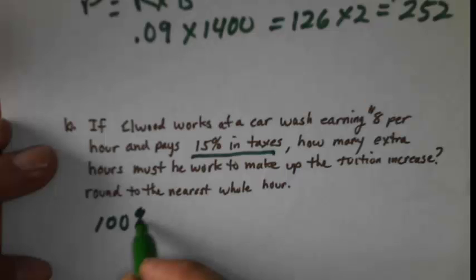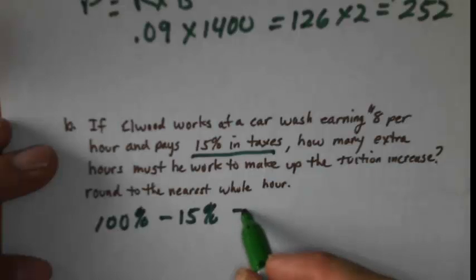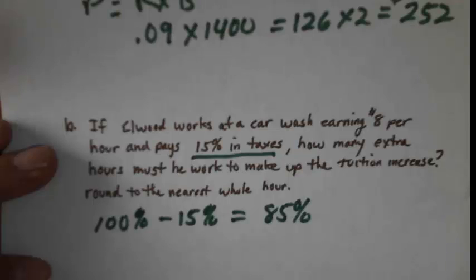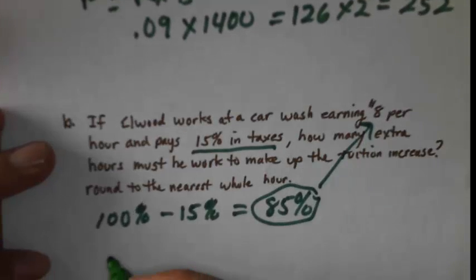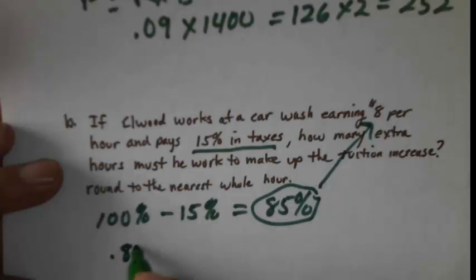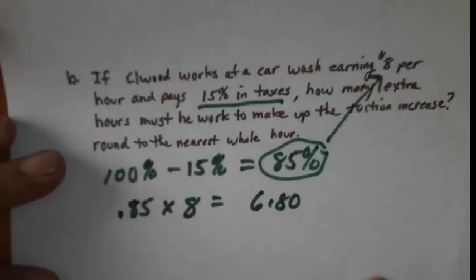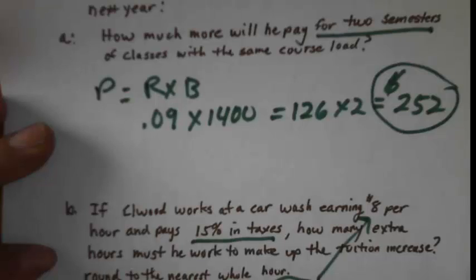So if he has 100%, it's his whole $8, and he's losing 15% to taxes, he's only going to get 85% of his salary as take home. See how that works? So he's making, or bringing home, 85% of that $8. So let's see how much that really is. So if he's really taking 85%, we'll change that to a decimal, 0.85, times the $8, he's only taking $6.80 home per hour.